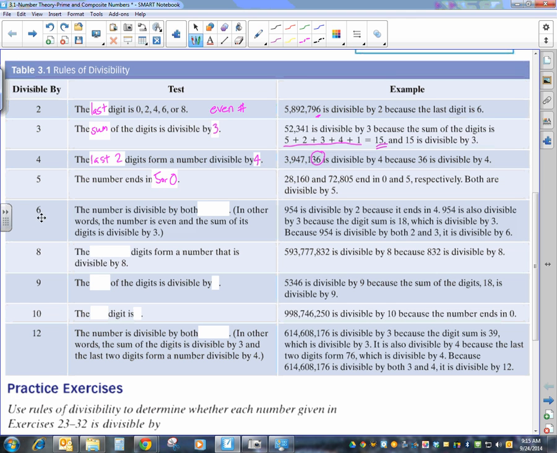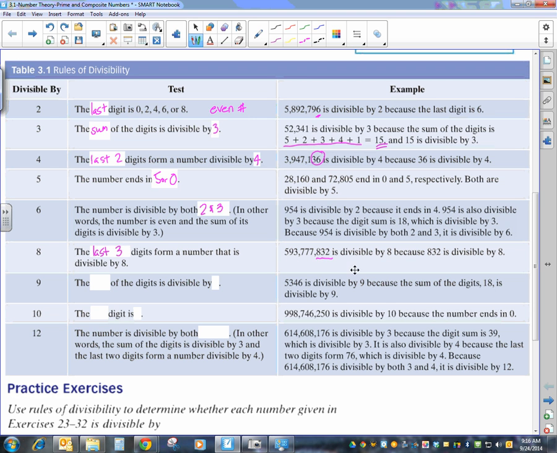Okay, the rule for 6. The number is divisible by 2 and 3 because 2 times 3 is 6. So when you look at a number, if it's an even number and divisible by 3, you know it's got to be divisible by 6. Okay, for 8, it's similar to 4, but instead of the last 2 digits, we look at the last 3 digits.